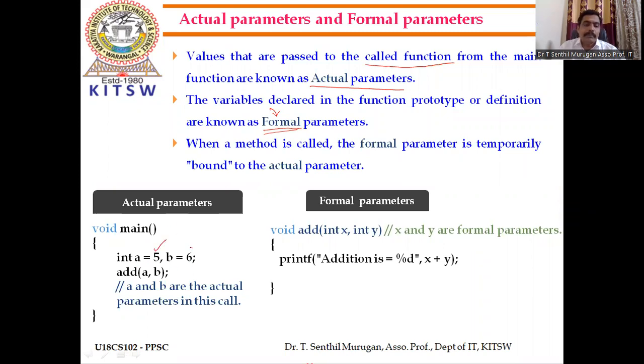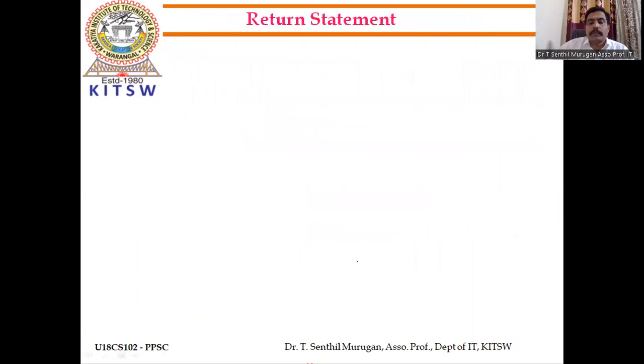So we declared a and b values, and we are passing a comma b. So this is the actual value. We are passing the actual value to the addition function. But in this function, it will take x and y. So this x and y are considered as the formal parameters. To perform this operation, it will consider any two variables. So the variables we use in the function definition are considered as the formal parameters. Okay.